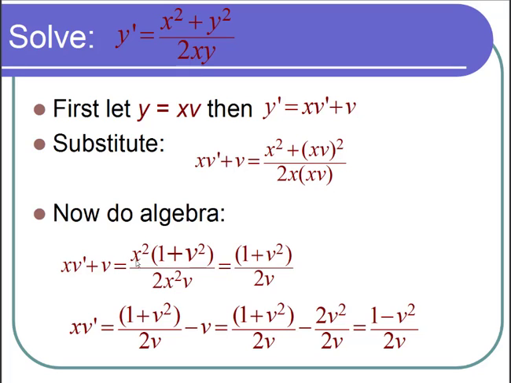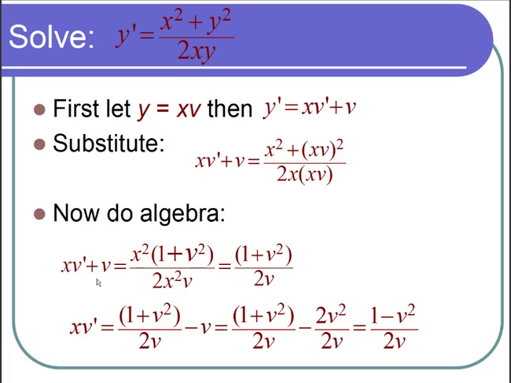So what we can do is pull out the x squared in this numerator, and we have x squared times 1 plus v squared. The denominator, we can put the x's together and we get 2x squared v. We can cancel the x squareds and we get 1 plus v squared over 2v.